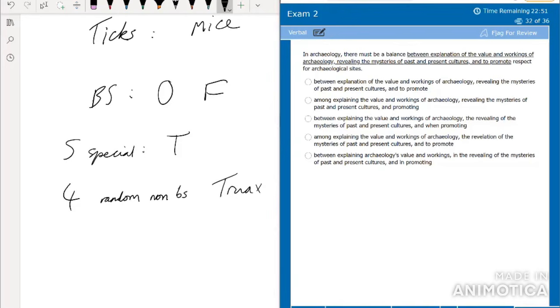In archaeology, there must be a balance between explanation of the value and workings of archaeology. Okay, well, a balance between has to be between 2 things. So we can immediately get rid of A, C, and E. So we've only got among. There must be a balance among explaining the value and workings of archaeology, revealing the mysteries of past and present cultures, and promoting respect. So a balance among explaining, revealing, and promoting. That sounds good. Yeah, so we can go immediately to B. Nice and easy.